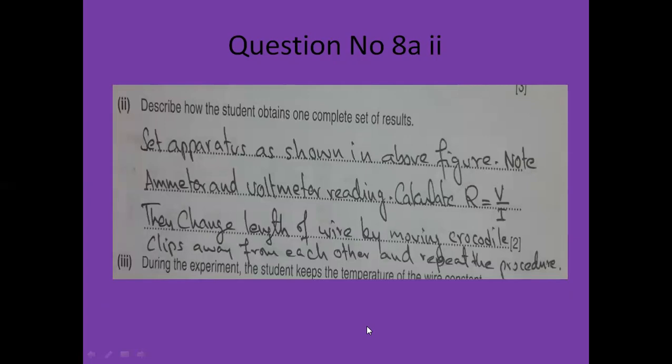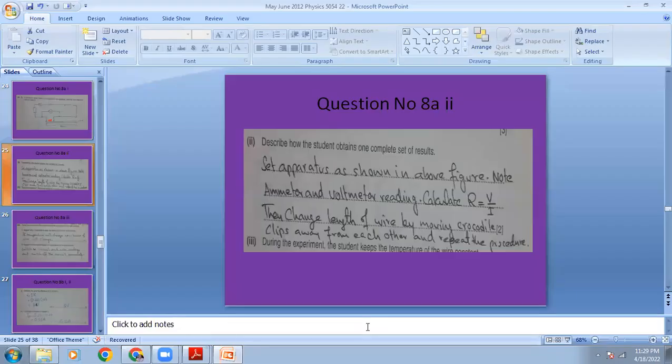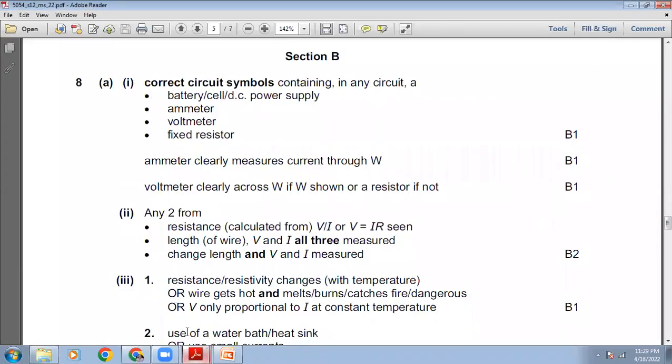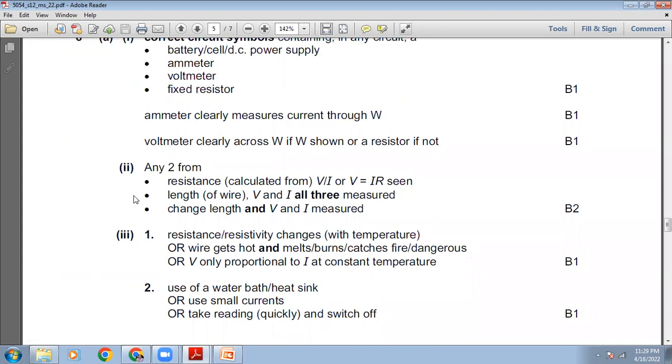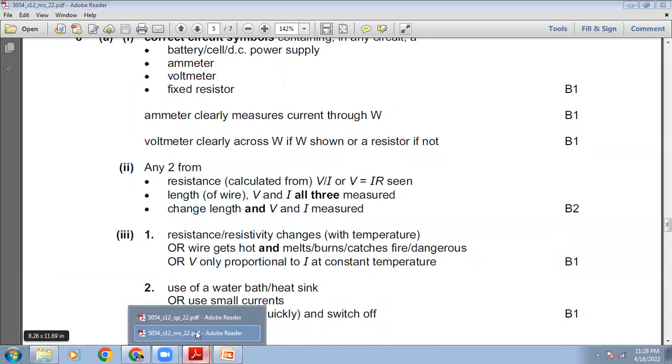Set apparatus as shown in the above figure. Note ammeter and voltmeter readings. Calculate R equals V by I. Then change the length of the wire by moving the crocodile clips away from each other, and repeat the procedure. You will find that different lengths have different resistance. Here we go: resistance calculated as V by I, or R equals V by I, seen; length of the wire, all three measured; change length and V and I measured. So this is how you will answer this question. We have written the same thing.